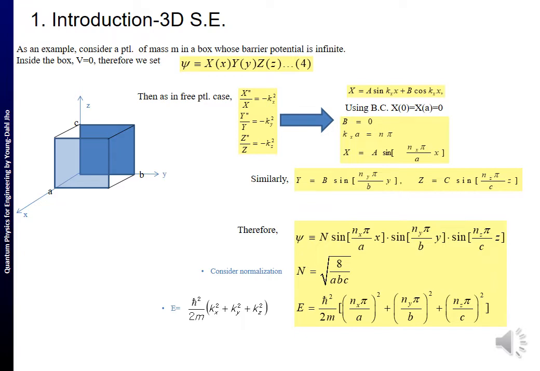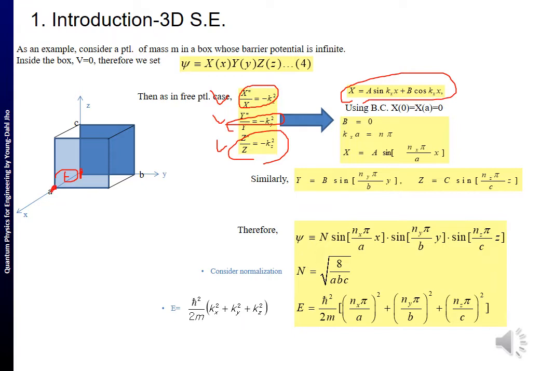And each Schrödinger equation for different axes, x-axis, y-axis, and z-axis, can be solved also separately. Now let's say we apply the sine cosine representation. Then X could be represented like A sine kx x plus B cosine kx x.